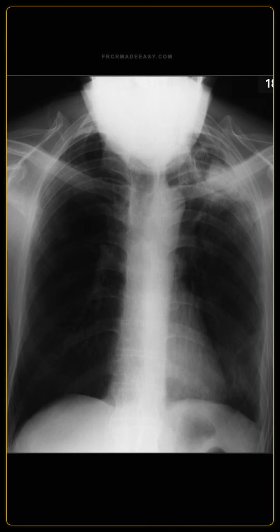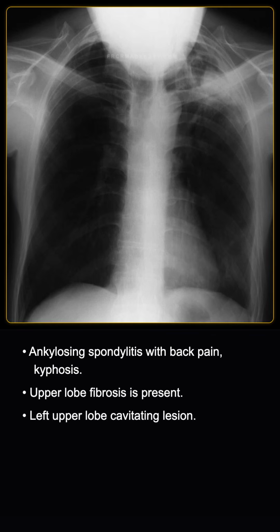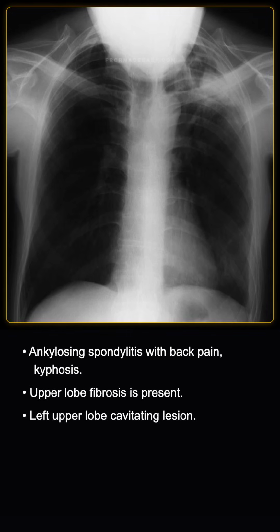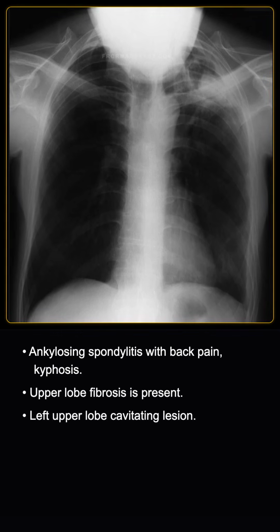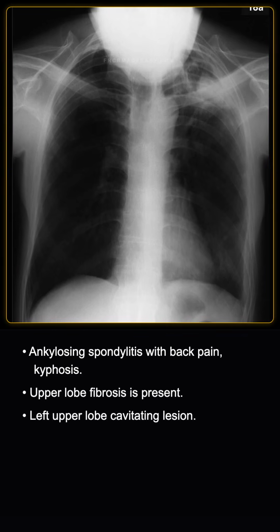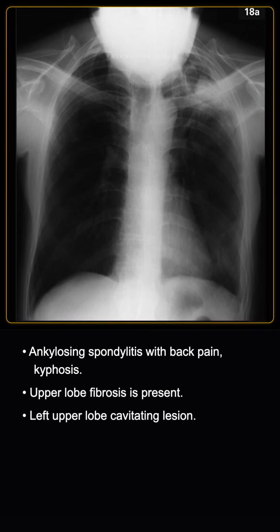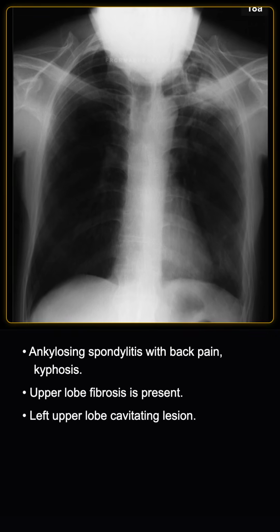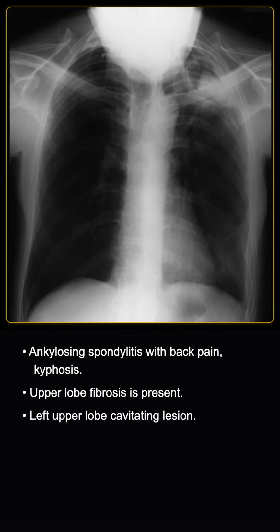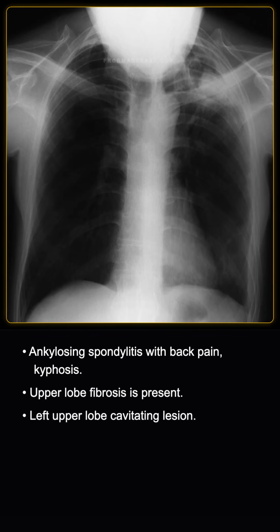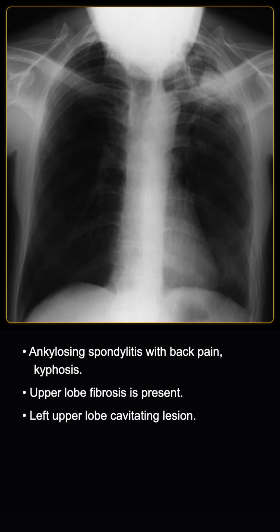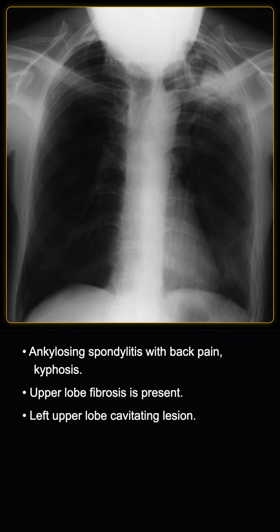What is the diagnosis, and how do you link these findings? The combination of back pain, kyphosis, and syndesmophytes indicates ankylosing spondylitis. The upper lobe fibrosis is a known extra-articular manifestation. The cavitating left upper lobe lesion containing a soft tissue mass and air crescent represents a secondary mycetoma, or aspergillus fungus ball, developing within a pre-existing fibrotic cavity.